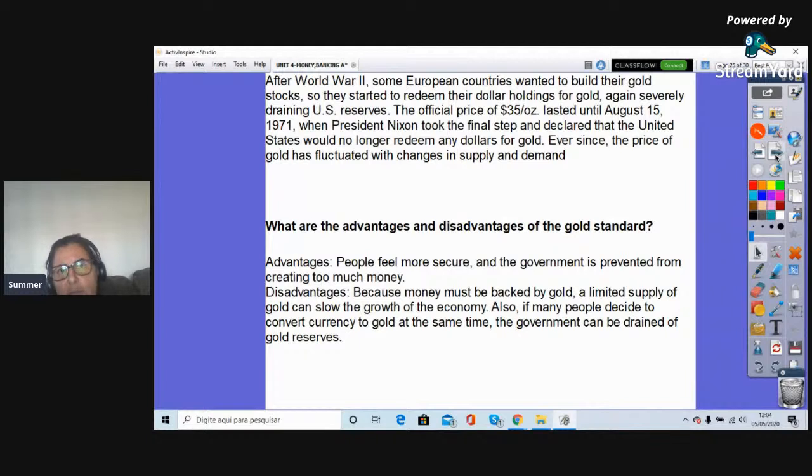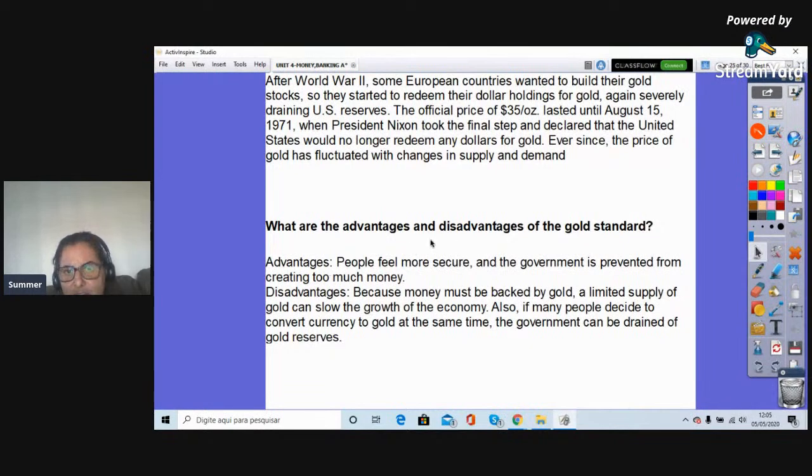After World War II, some European countries wanted to build their gold stocks, so they started to redeem their dollar holdings for gold, again severely draining US reserves. So the official price was $35 for 1 ounce of gold, which lasted until August 15, 1971. Then President Nixon took the final step and declared that the United States would no longer redeem any dollar for gold. Ever since, the price of gold has fluctuated with changes in supply and demand.